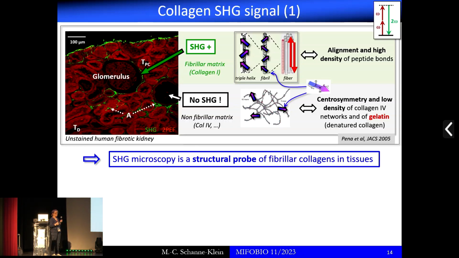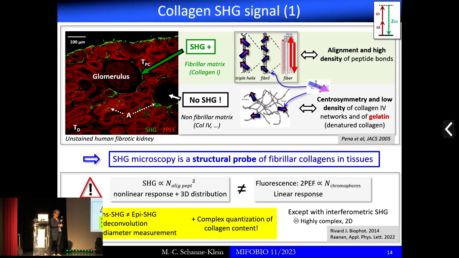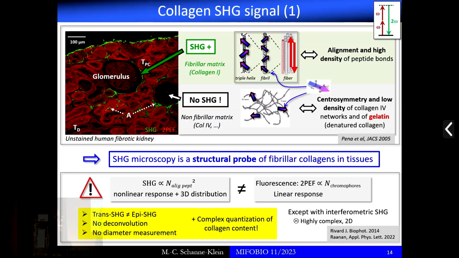So it's very interesting, for example, to look at fibrotic tissues, because what is important is to look at the fibers, not at the sclerosis. But it's quite complicated for physicists, because the signal scales, as I've mentioned, as the square of the number of aligned peptides. That is, it's a non-linear response compared to fluorescence, where it's linear, so it's much easier. And also, there are issues with the 3D distributions when we have fibers aligned different ways.